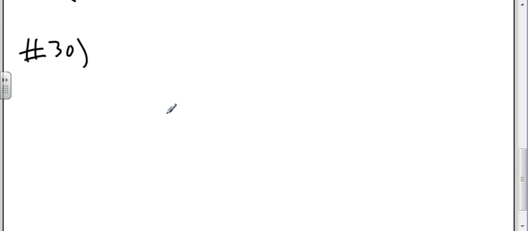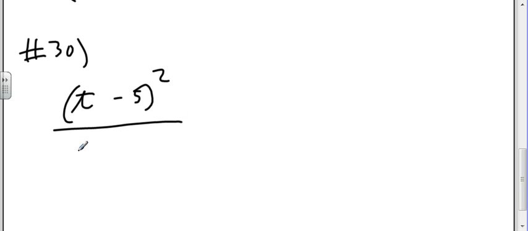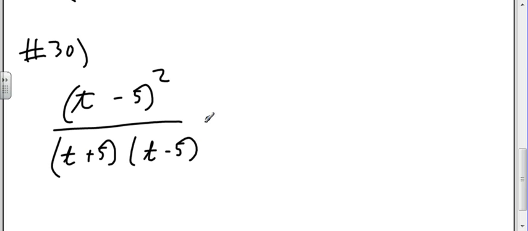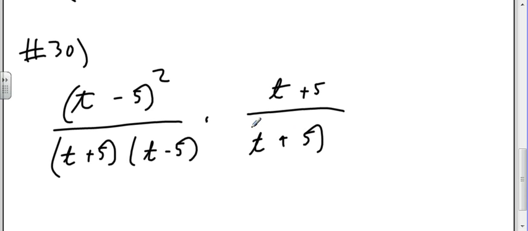Okay, well, I think I can factor the top guy. T minus 5 squared divided by T plus 5, T minus 5. And then we're going to multiply. So I'm going to invert and multiply: T plus 5 on top, and on the bottom, I've got a T plus 5 squared.